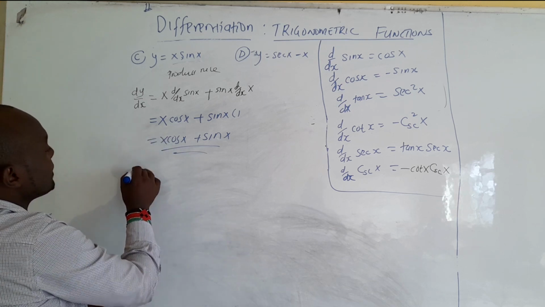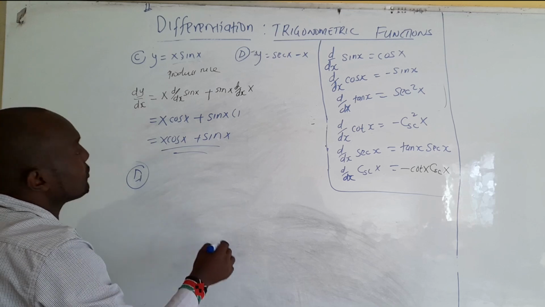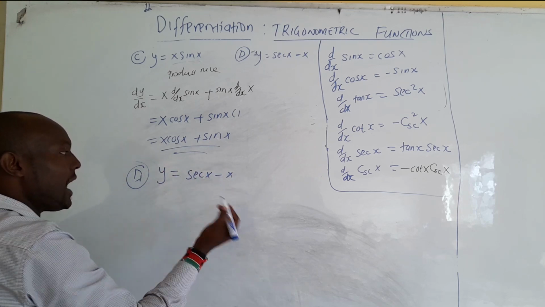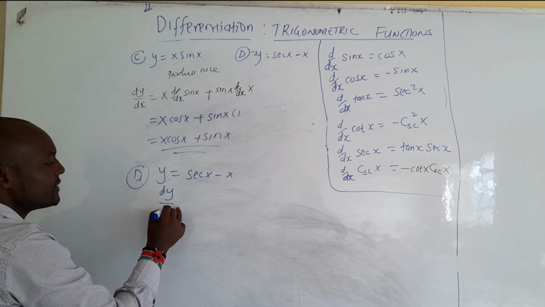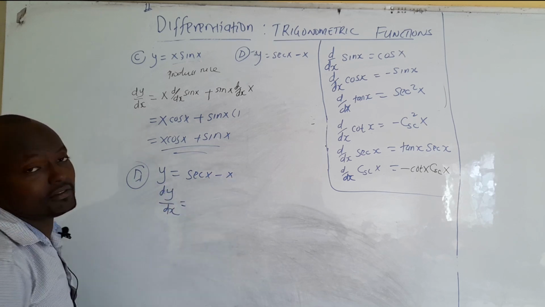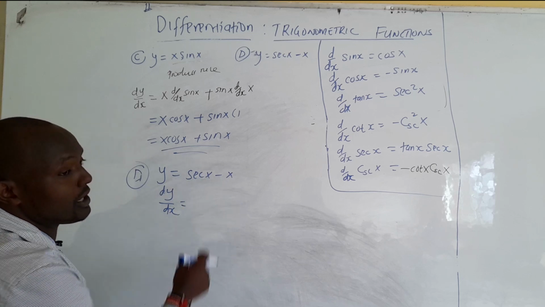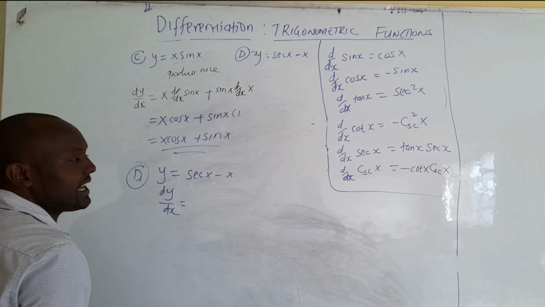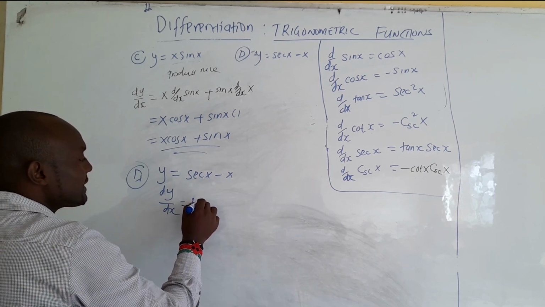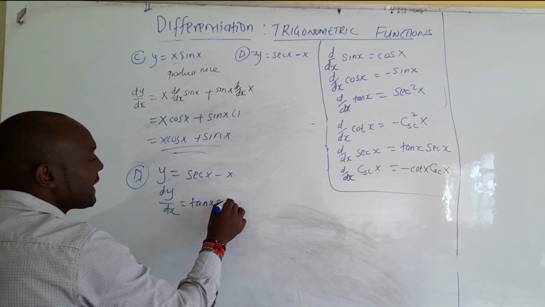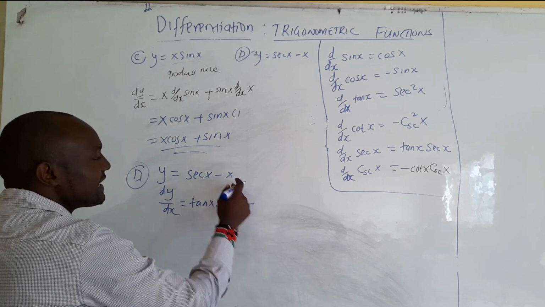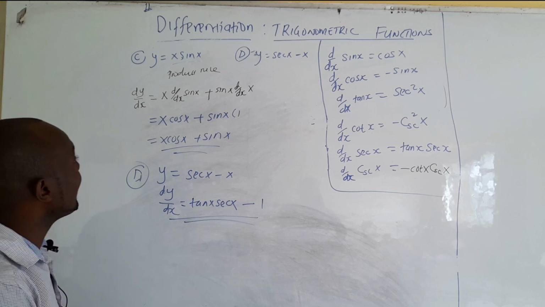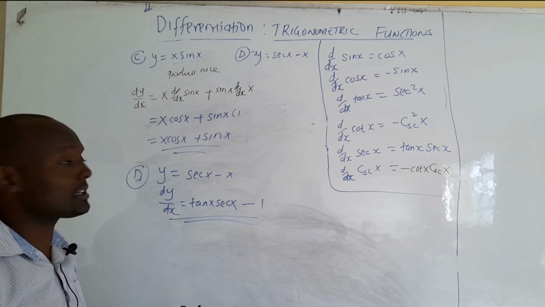So we have used the product rule in solving equations related to trigonometry. Now let's solve example 4, where you have y is equal to sec x minus x. How do you differentiate this one? We are using the subtraction rule, the difference rule. So we differentiate this one by itself. How do we differentiate sec x? We said you get tan x sec x. Then how do we differentiate x? You will get 1, and that's the answer. So you may find more questions that involve trigonometry.